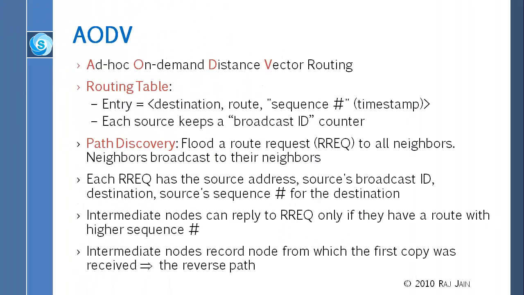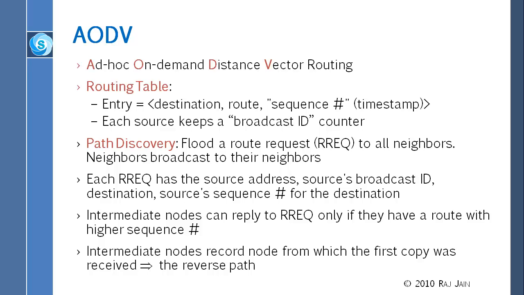Alright, the next and the last scheme is AODV. AODV stands for ad hoc, on-demand, distance vector routing. So the name itself is giving you a lot of information. First of all, it says it is for ad hoc networks. The second word says this is on-demand. On-demand means, is it reactive or proactive? Reactive, right? Because it is just responding on demand.